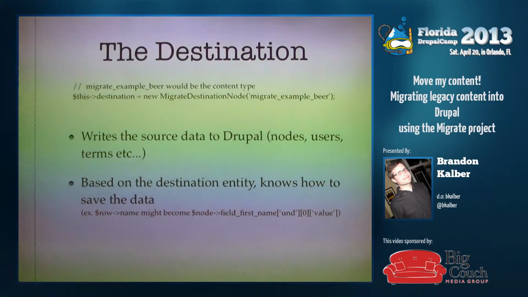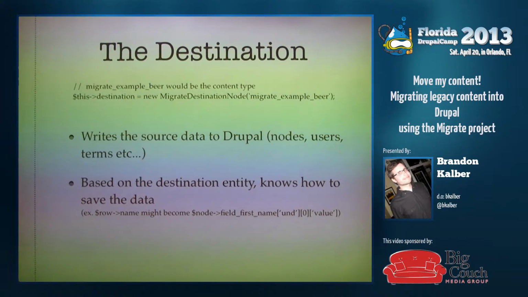And it's going to be the same for users and comments. Basically, that's going to tell Migrate what to expect in your object, what fields your content type has. So you can actually do your mappings, which we'll get to in a second.